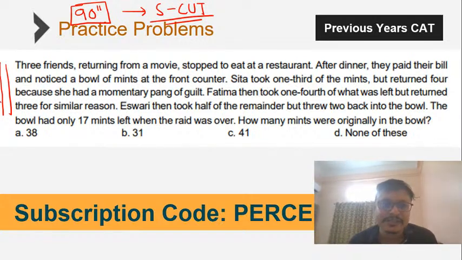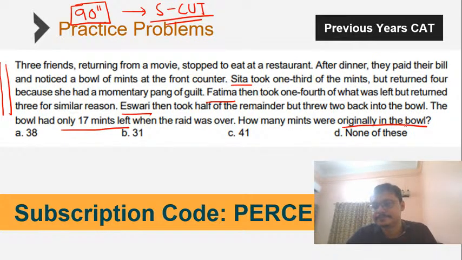So there are three friends. There are a certain number of mints in the bowl in the counter. So everybody took a certain number of mints. Sita came first and took a certain number of mints, followed by Fatima, followed by Ishwari. After the three are done, there are only 17 mints left. The question is saying how many mints were there originally in the bowl. So everybody take a minute and type in your answers in the chat window.